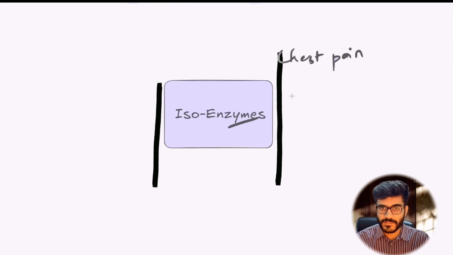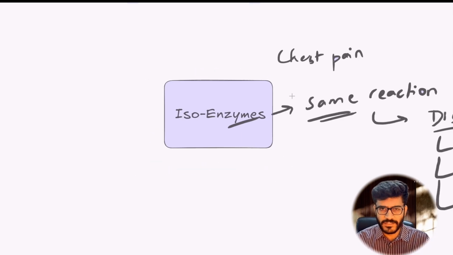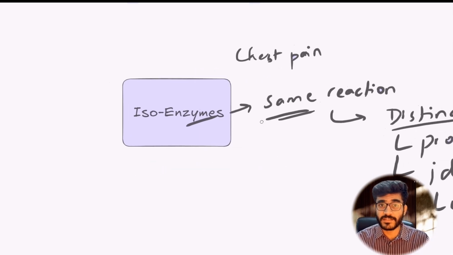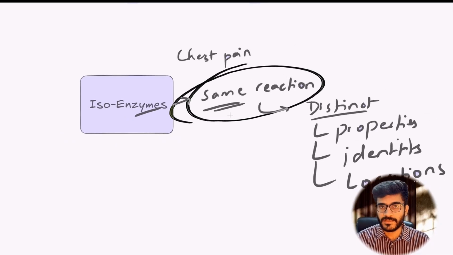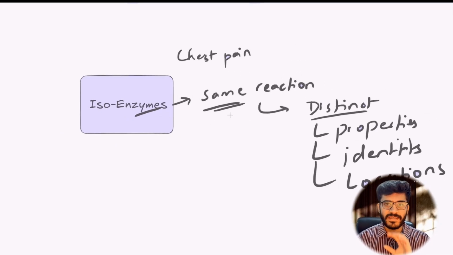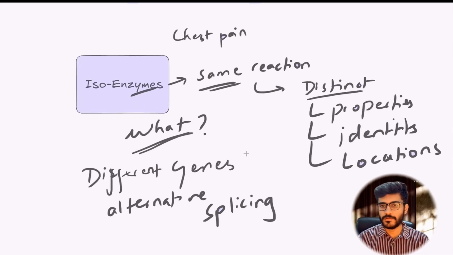They are like the specialized detectives of our body, each leaving a unique signature that tells us exactly which tissue is in distress. They catalyze the same reaction, but they have distinct properties, identities, and even locations. So let's peel back the layers of this fascinating topic and see how these molecular variants, which are isoenzymes, give us such crucial insights. Now, simply put, the first question arises, what are they actually?